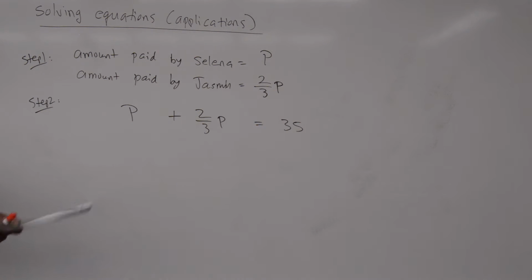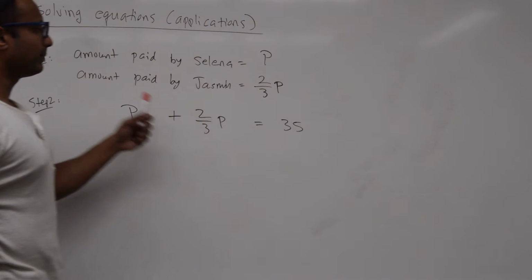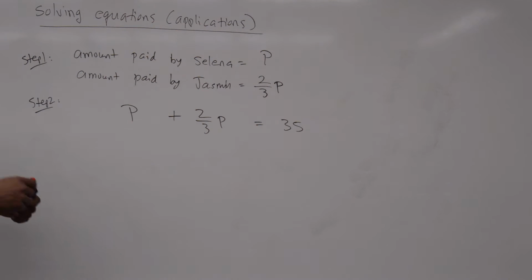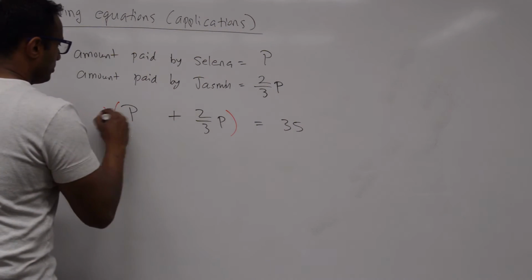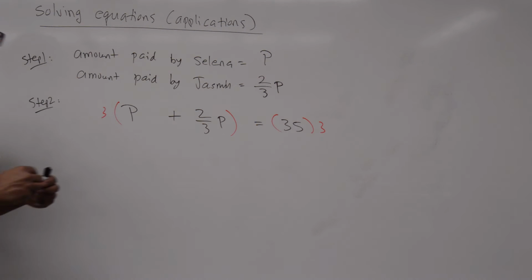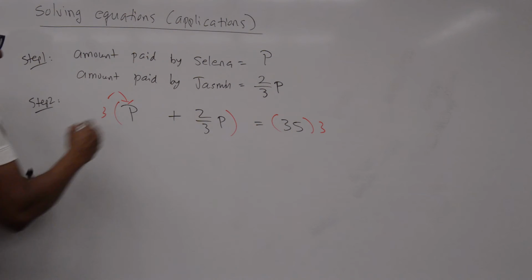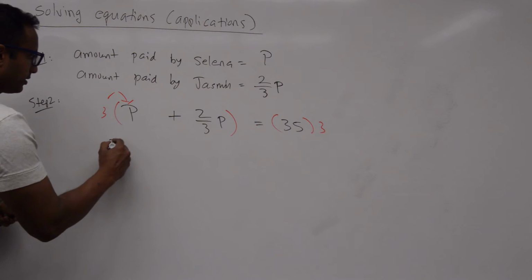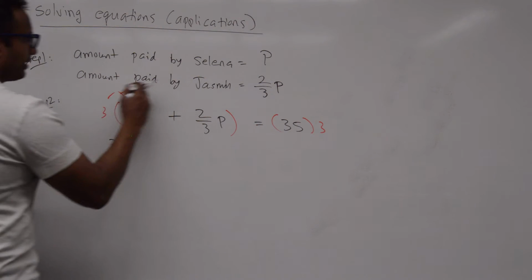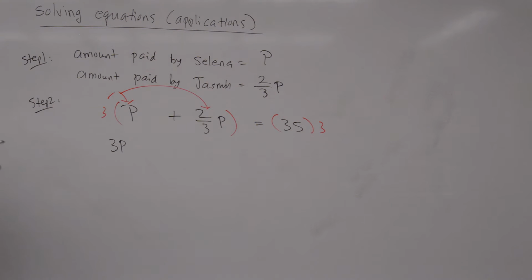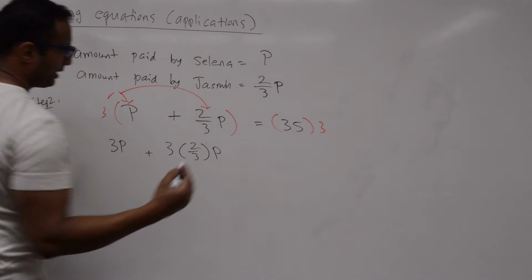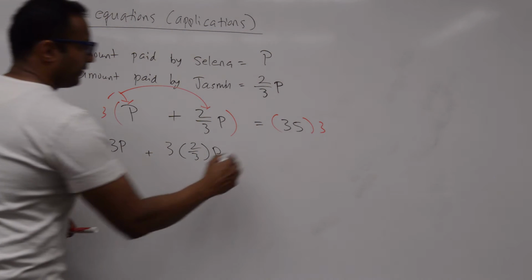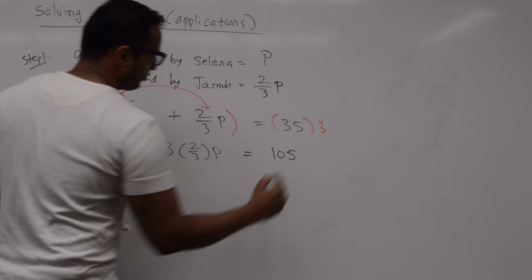Okay, so what do we do when we have a fraction? We learned this in the previous section. The easiest way is to eliminate the fraction by multiplying each side by the LCD. Now in this case, you only have one denominator, which is 3. So our lowest common denominator is going to be 3, which means we're going to multiply both sides by 3. Okay, let's distribute. We have 3 times P, that's going to be 3P. Then we have 3 times 2/3 P, so this will give us 3 times 2/3 and then times P. And that's going to equal 35 times 3, which is 105.